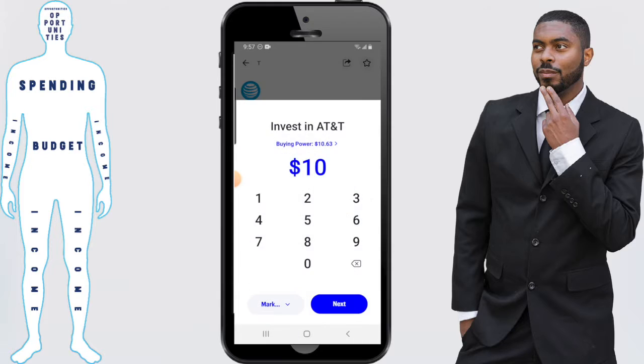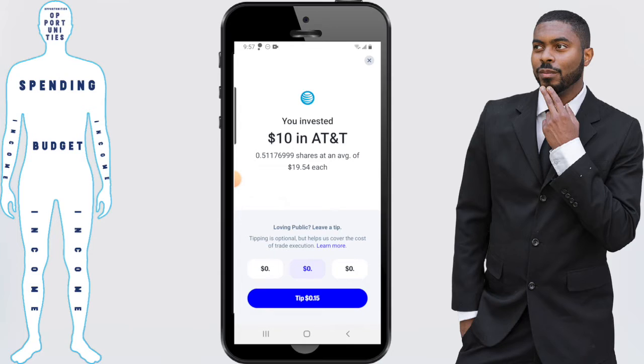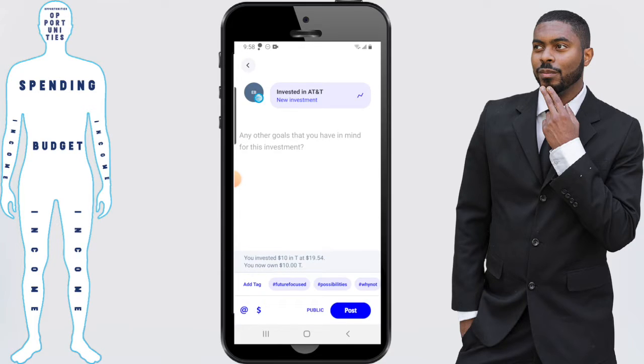I'm going to click on that, and then I'm going to click on next. It's asking if I want to do it. It's just confirming. I'm going to go ahead and click on submit, and boom, I have now bought $10 worth of AT&T shares, and it lets me know the details of the transaction. As for how long it takes for the money to actually be invested, that usually takes 1 to 2 business days, assuming you have the money inside your Public account.